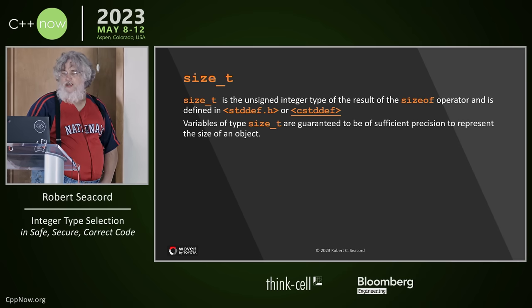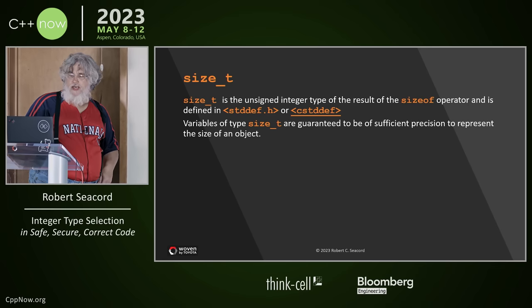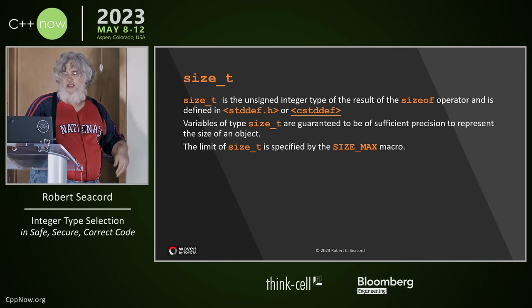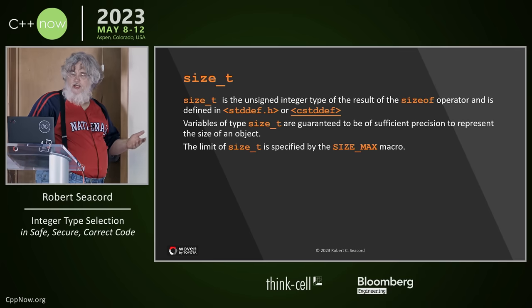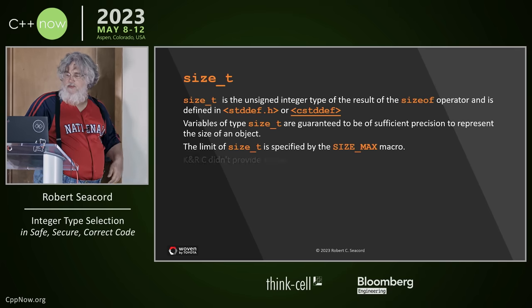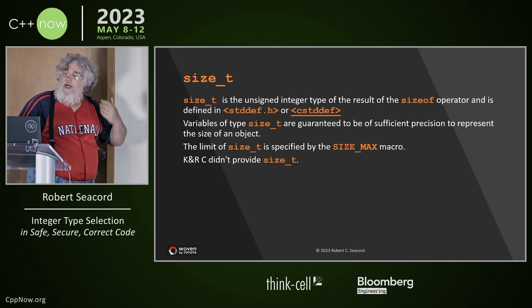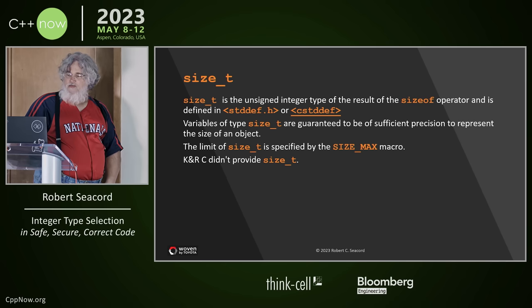So size_t is guaranteed to have sufficient precision to represent the size of any object that can be allocated on your system. It's also guaranteed to be an unsigned integer type. So the upper limit of size_t is specified by the SIZE_MAX macro, and the lower limit, of course, is 0. K&R didn't provide this, and for that reason, 40 years later, some people aren't aware of it.